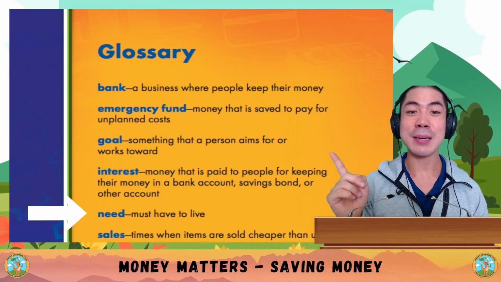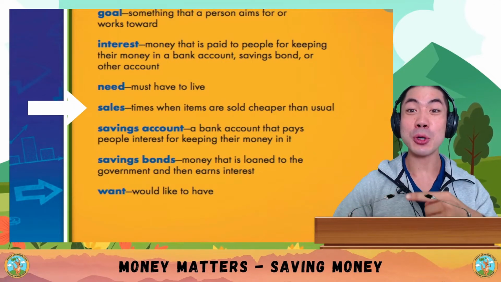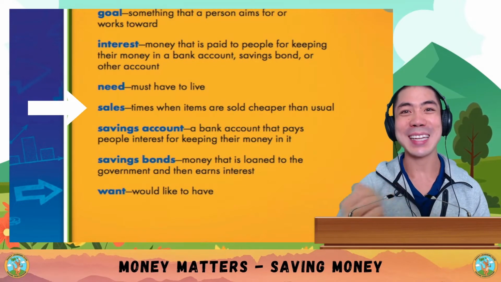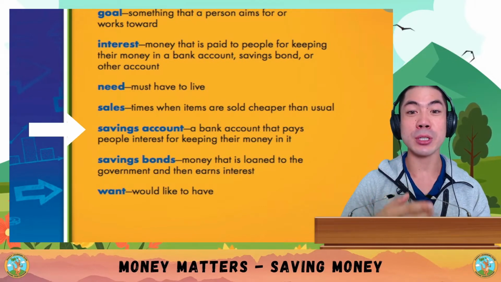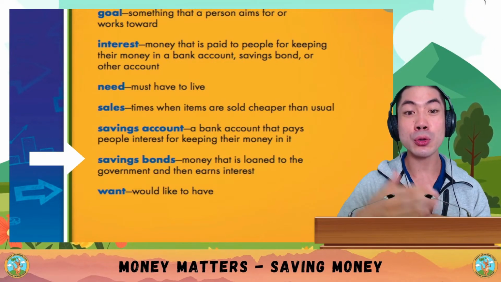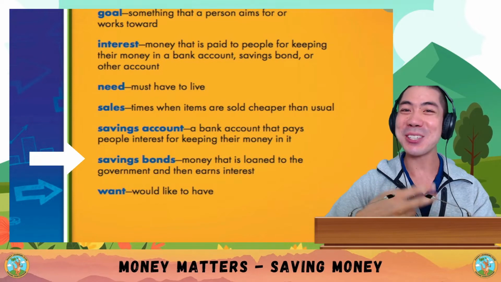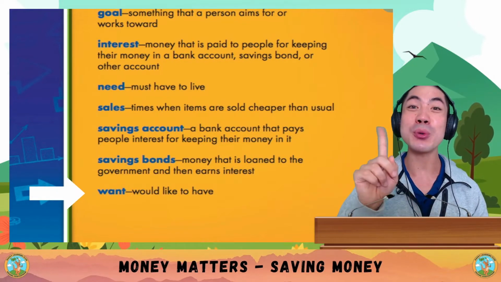A need is something that you must have to live. Sales are times when items are sold for cheaper than usual, like a discount. A savings account is a bank account that pays people interest for keeping their money in it. Savings bonds are money that is loaned to the government and then earns interest. And finally, a want is something that you would like to have but you don't need.